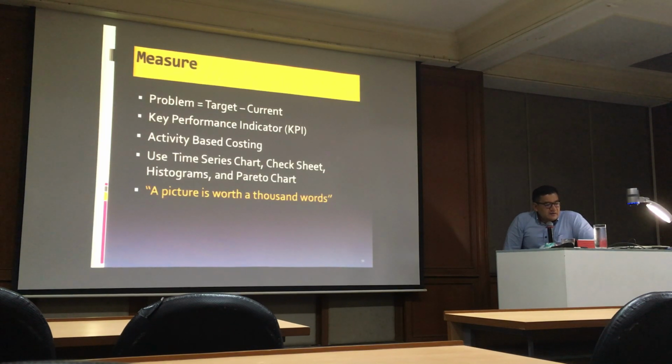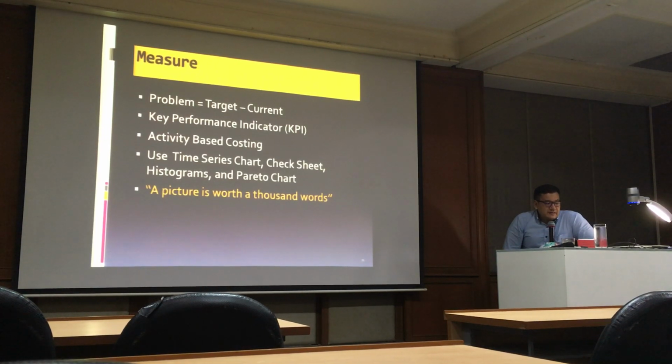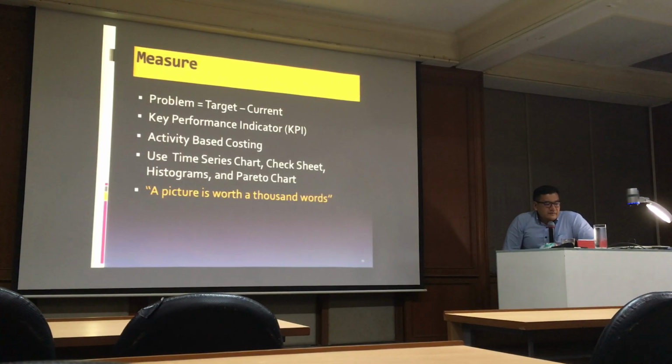Besides measuring the current situation and comparing it to the target, if you have no idea, you can measure KPIs, right? That we can use to measure performance. And also activity-based costing. This is what you study in management accounting, the way you measure indirect cost based on activities, not based on direct labor hours.